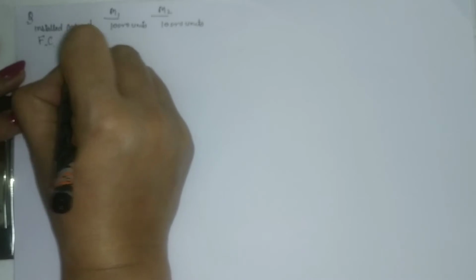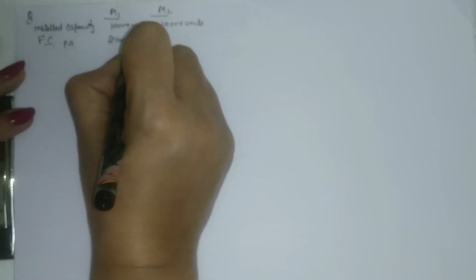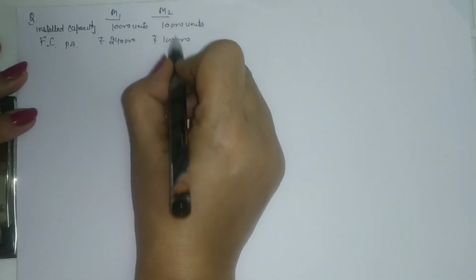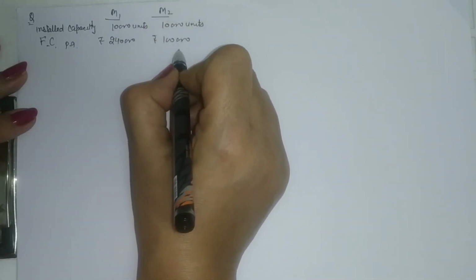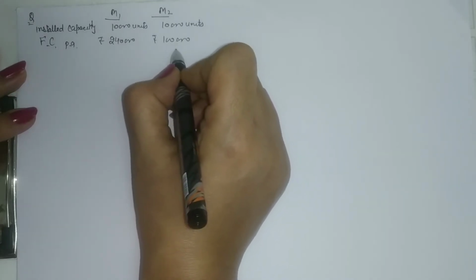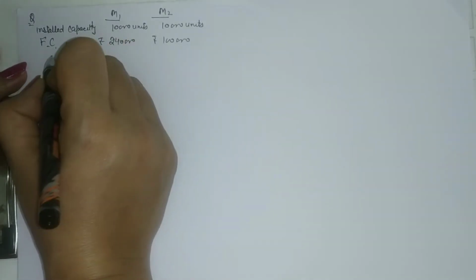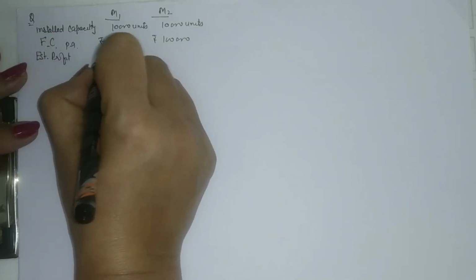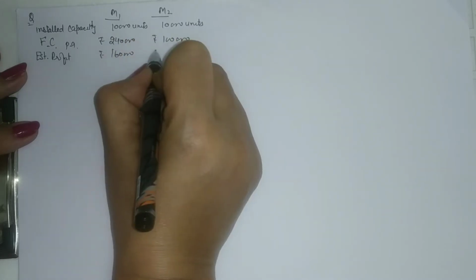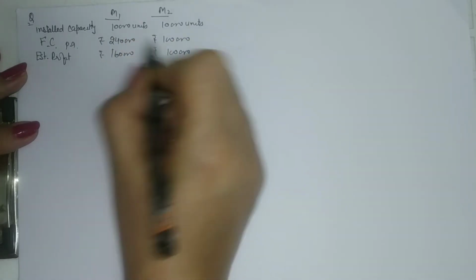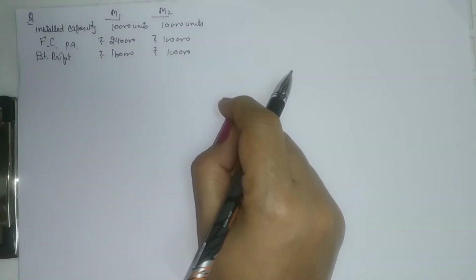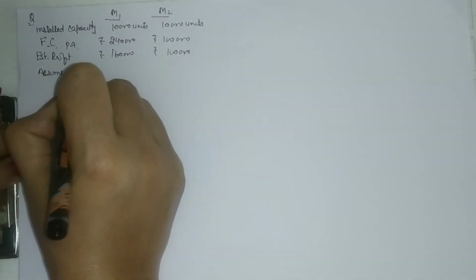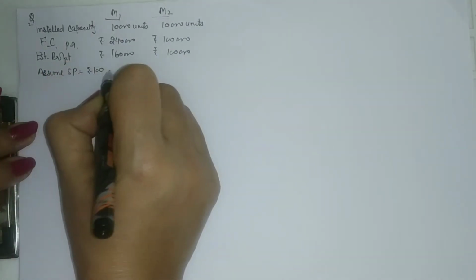Now fixed cost. Fixed cost for machine 1 is 2,40,000 rupees and for the next machine it is 1 lakh rupees. So this one is going to give you, having lesser fixed cost, a lower break-even point also. So that way it is beneficial. Now estimated profit at above capacity level is, say, 1,60,000 and 1 lakh. So we are not given the cost. We'll have to calculate that. Now assume selling price to be 100 rupees per unit.